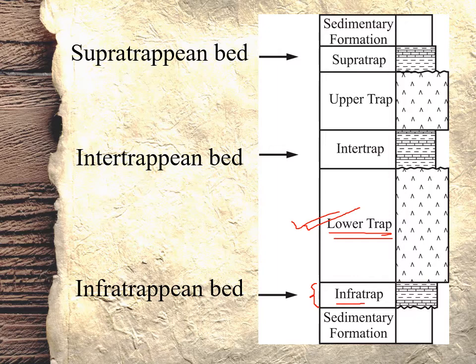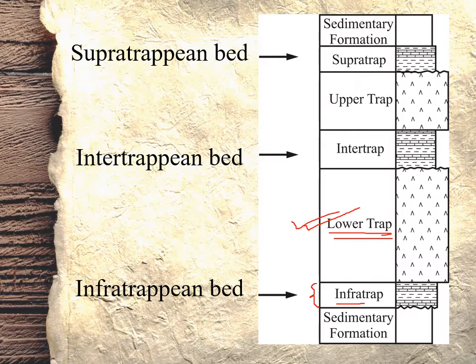So infra trap is basically a sedimentary unit which occurs above some kinds of sedimentary rock, and this unit occurs below the trap lavas. So the uppermost portion is capped by the lava flows. So obviously this infra trap is older than the first Deccan Trap eruption or first lava flow. So you will find infra trap always older than the lava flow. Okay, next comes the inter trap.